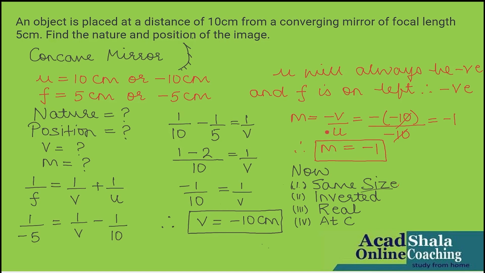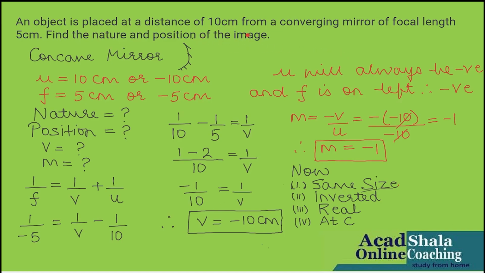Now in the numerical, we notice that it is given as a converging mirror. That is, it means the rays converge at one point, at one place. Now this is very important to note while solving the numerical. We have to see the focal length, whether it is positive or negative. That is why we should know which mirror is being mentioned in the numerical.